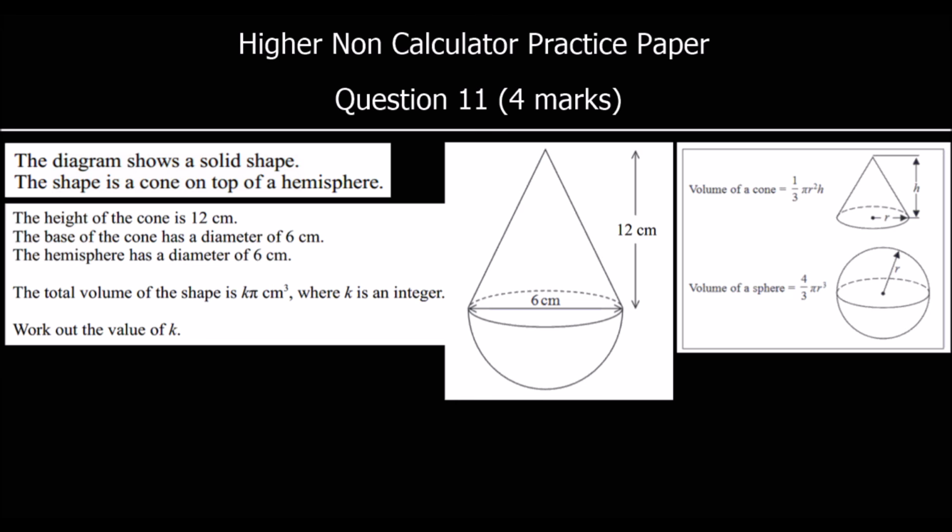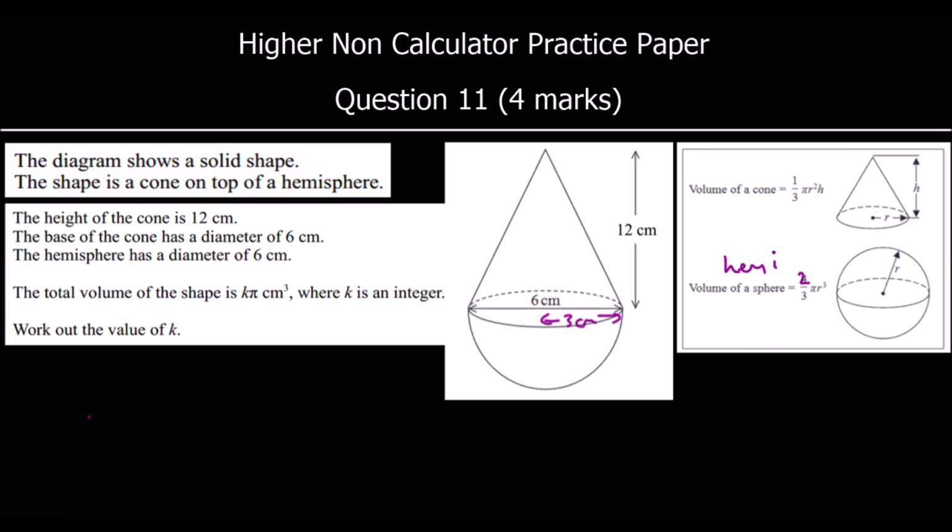Okay, one for you to try. So give this one a go. So again, we've got the same question. We're working out the total volume. So again, for a hemisphere, we just need to half the volume of the whole sphere. Again, the radius is 3, and the total volume is just the volume of the cone plus the volume of the hemisphere.